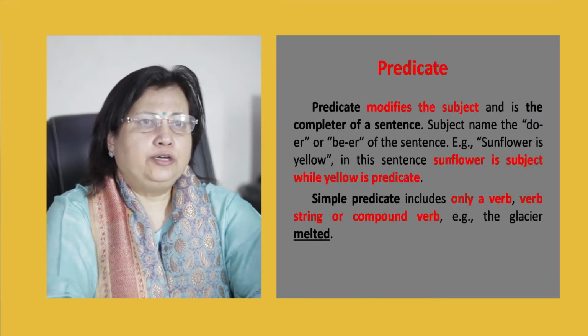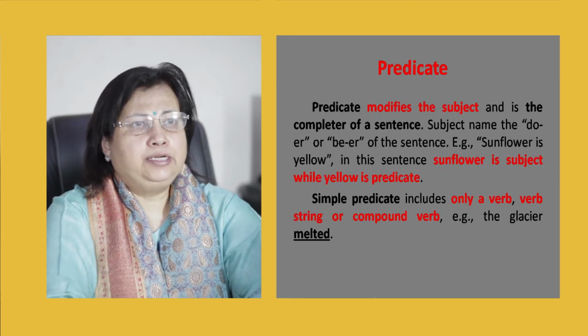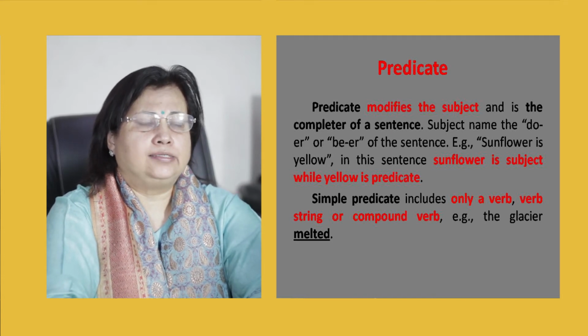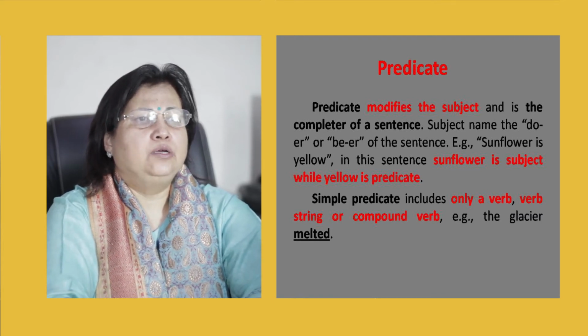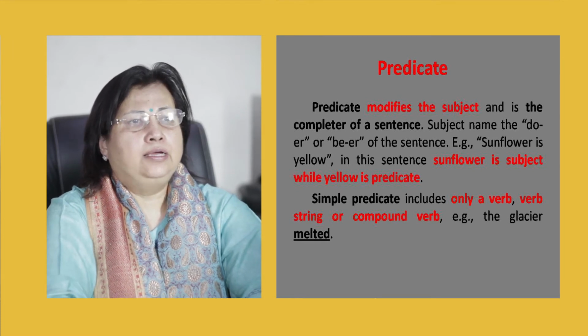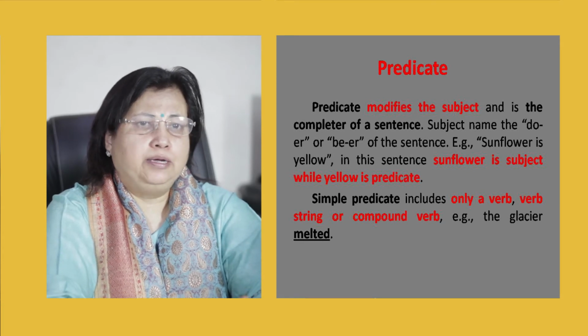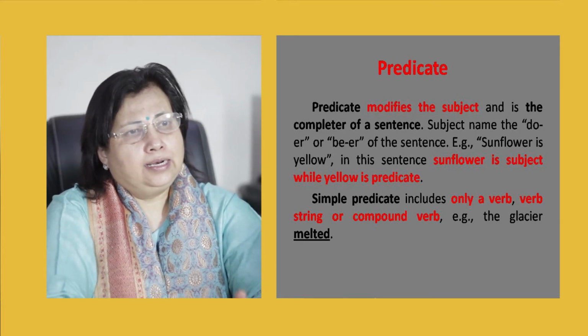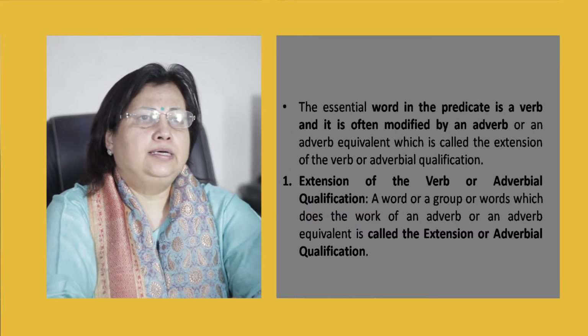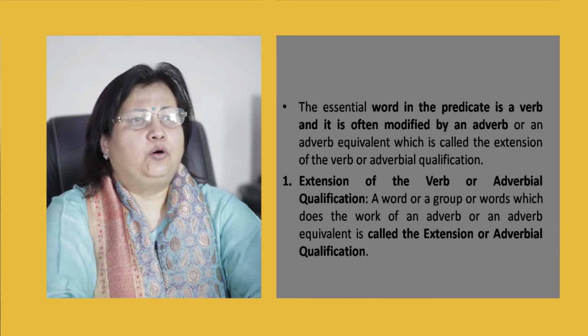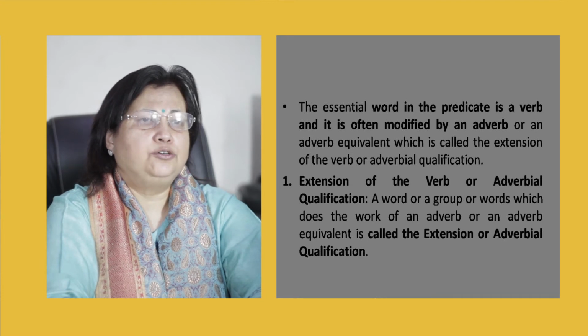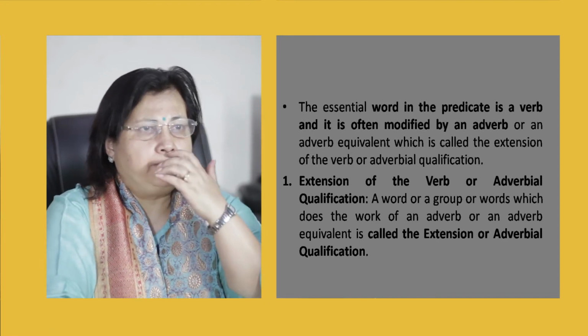Predicate. Predicate modifies the subject and is the completer of a sentence. Subject names the doer or being of the sentence. Example: Sunflower is yellow. In this sentence, sunflower is the subject while "is yellow" is the predicate. Simple predicate includes only a verb, string or compound verb. Example: The glacier melted. The essential word in the predicate is a verb, and it is often modified by an adverb or an adverb equivalent, which is called the extension of the verb or adverbial qualification.